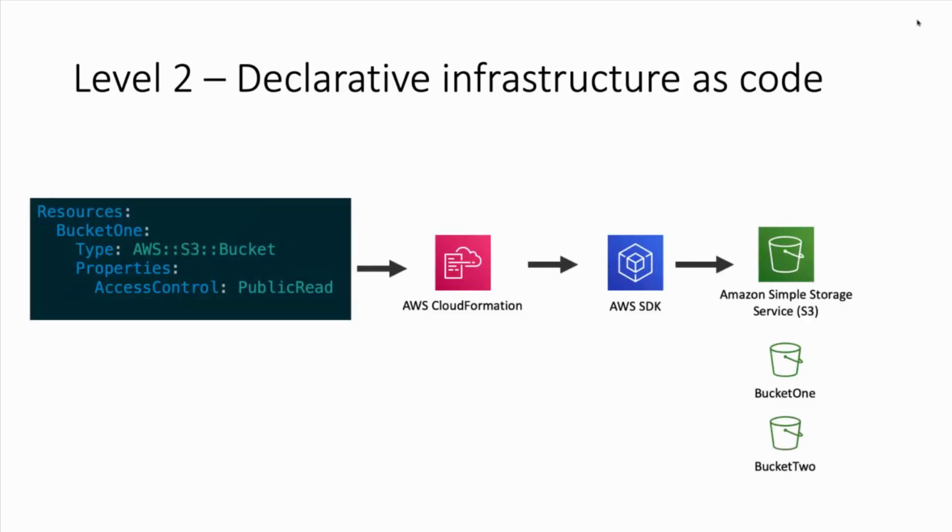And so here's how that works. Let's say that I start out with this CloudFormation document, which describes an S3 bucket. And there's just one bucket, which I'm calling bucket 1. And I pass that off to CloudFormation.